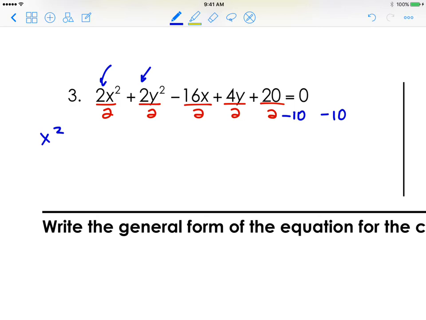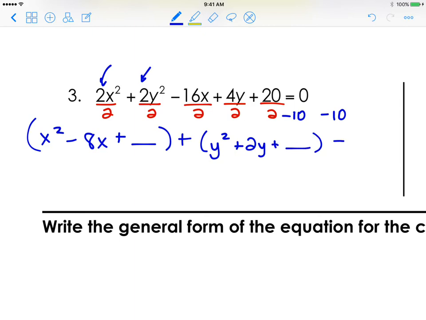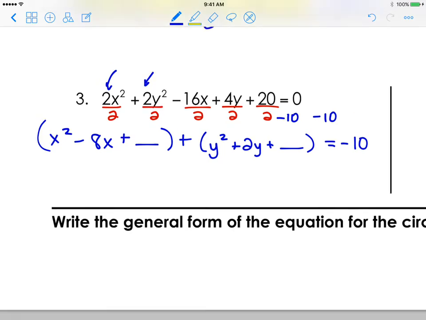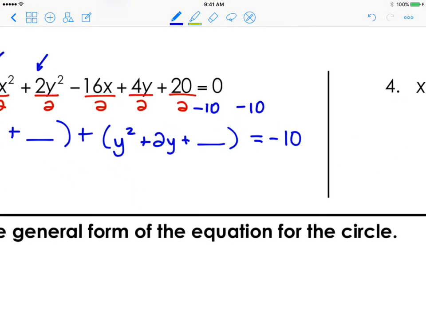So x squared, 2 divided by 2, minus 8x. Okay, going to parentheses, I'm going to drop my blank in there. Plus, okay, y squared plus 2y, don't forget your parentheses, going to drop my blank in there, equals -10. And remember, what I do to one side, I got to do the other. So I've got a blank for my x and a blank for my y.